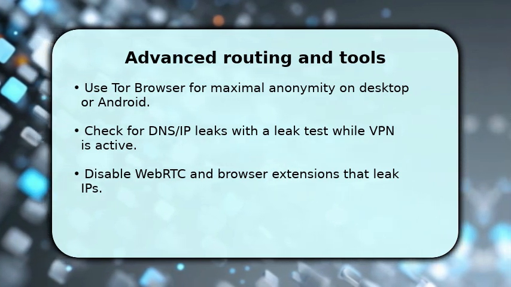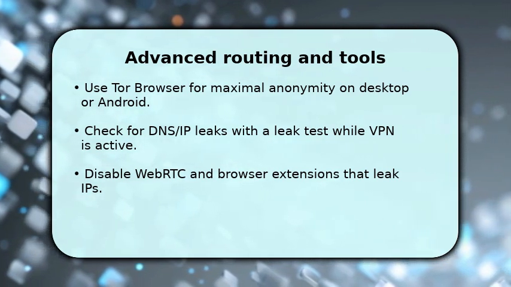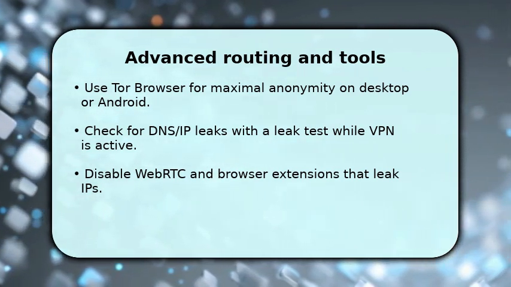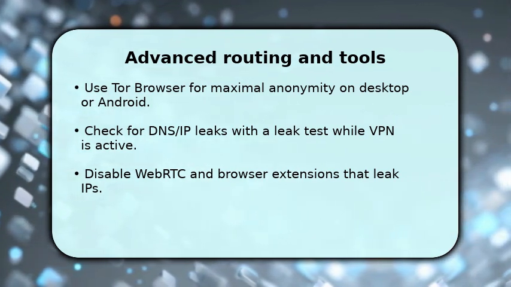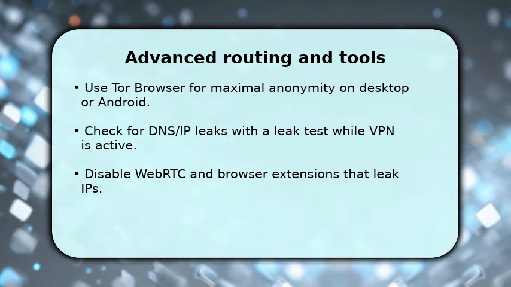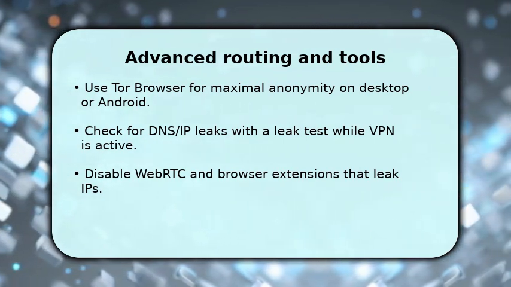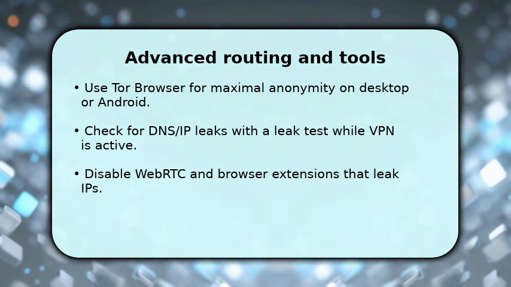Make sure to disable WebRTC in browser settings or use an extension, because WebRTC can expose your real IP despite a VPN. Run a DNS/IP leak test and watch for unexpected addresses. If you see your local IP, stop and reconfigure. Also audit extensions. Remove anything that requests broad permissions that could reveal.